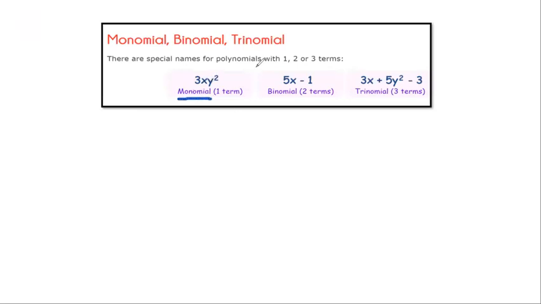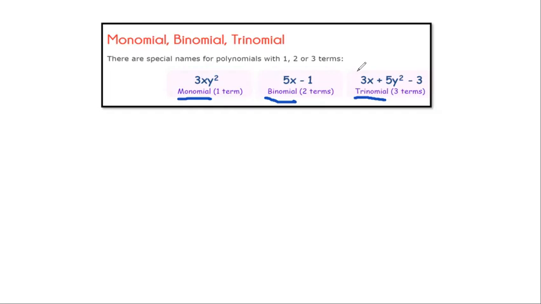A polynomial with 2 terms is called a binomial. And we have an example here, just like 5x minus 1. And last, a polynomial with 3 terms is called a trinomial. And our example here is 3x plus 5y squared minus 3.